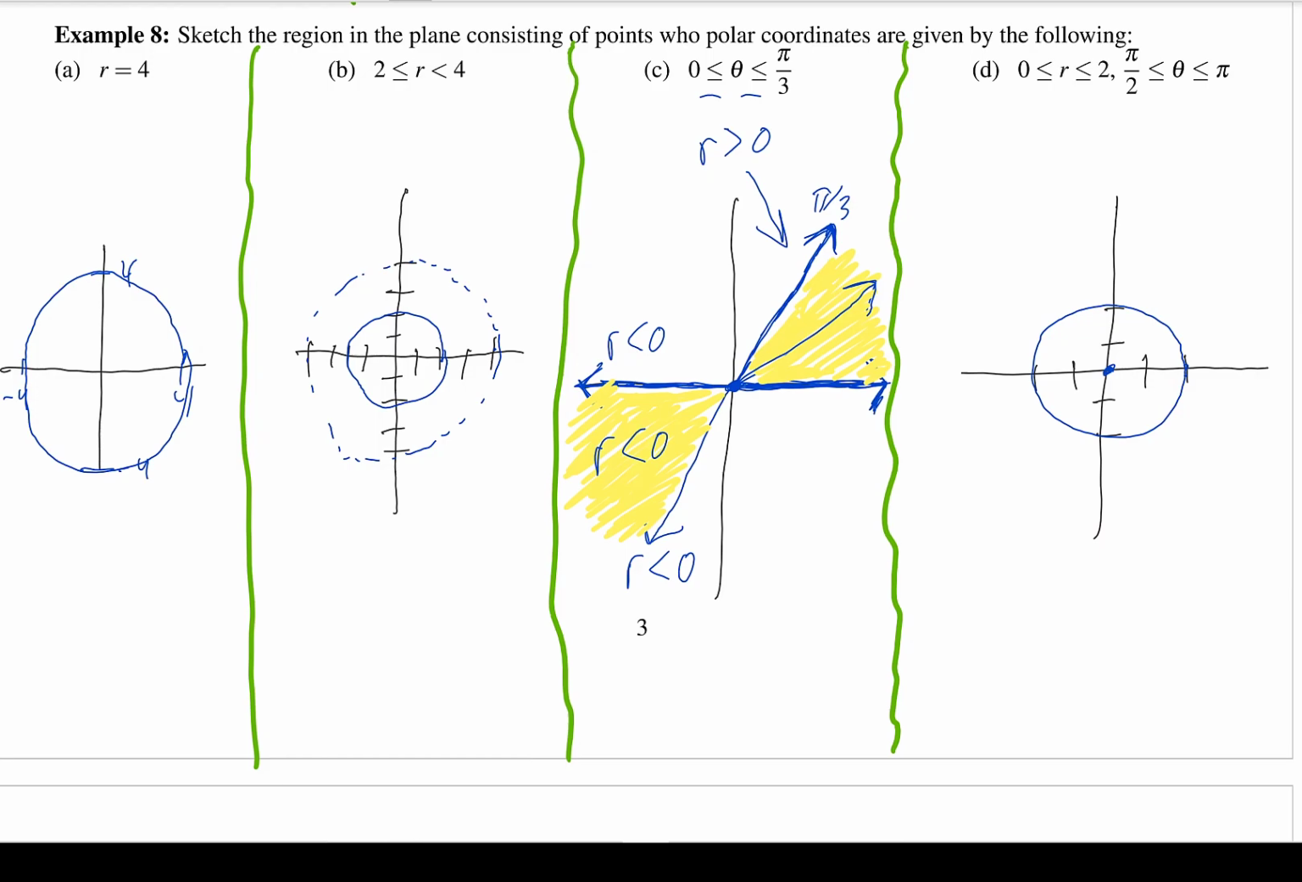But the next criteria says that theta has to be in between pi over 2 and pi. So that means that we have to be in between here and here. So then the area that we're actually looking at is in here. Now notice I don't have to do what we did last time of worrying about any sort of reflection or r being negative, because we have that r is strictly between 0 and 2.